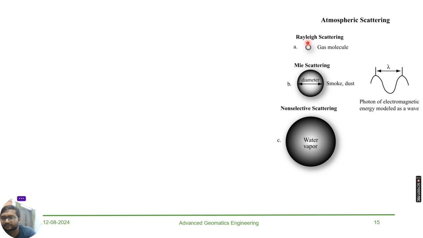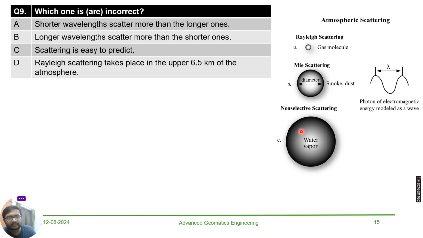Depending on the size of the molecule, it will interact and scattering will happen. If the size of the molecule with which these radiations are interacting is smaller than the wavelength, then Rayleigh scattering will happen. If the size is equivalent to the radiation coming to the particular molecules, then Mie scattering will happen. And when the size of the particle is very large, then non-selective scattering will happen.